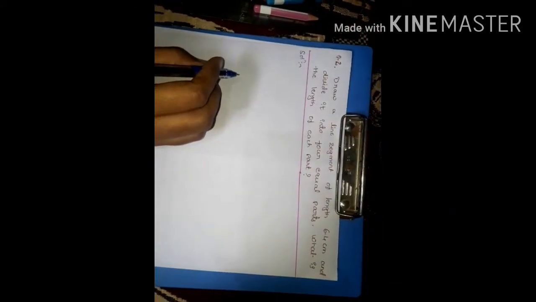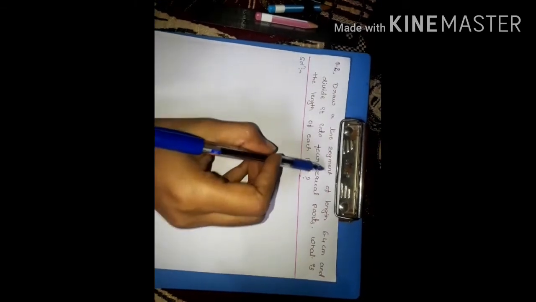The last one, measure AC1, C1C2, C2C3, C3C4, C4C5 and C5B, which are equal parts. If you measure each part, you will get the same equal measurement for each part. Now you divided a given line segment 5 cm into 6 equal parts. This completes question number 1. Question number 2.